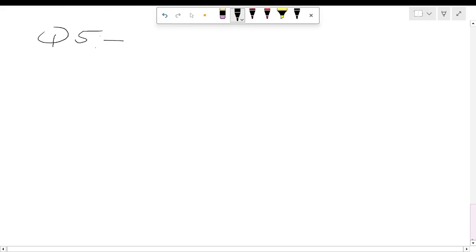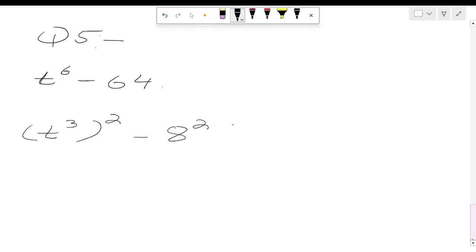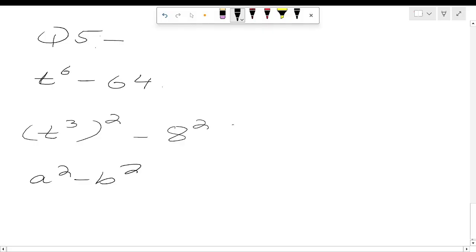In question number 5, the expression t power 6 minus 64 is written. Now we can write t power 6 as t power 3 whole power 2, and then we can write 64 as 8 power 2. Why? Because there is square, whole square on t, and there is square on 8. So now we're gonna use the formula of a square minus b square first. Then after simplifying it, we're gonna put this into the a cube minus b cube form. So I'll show you how you can do that.